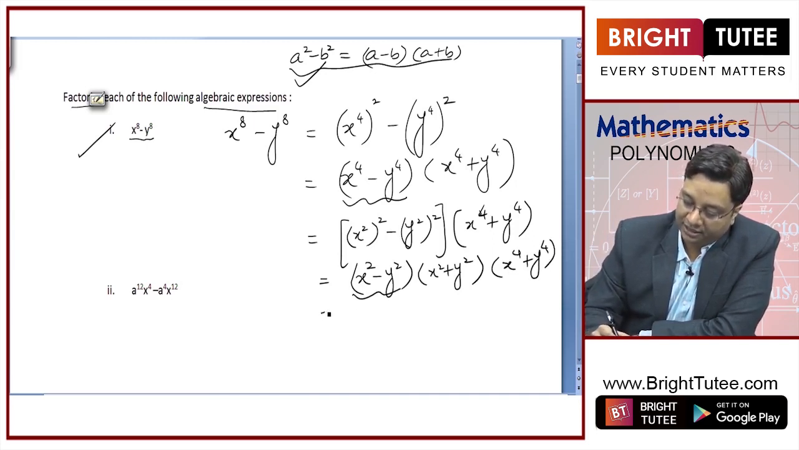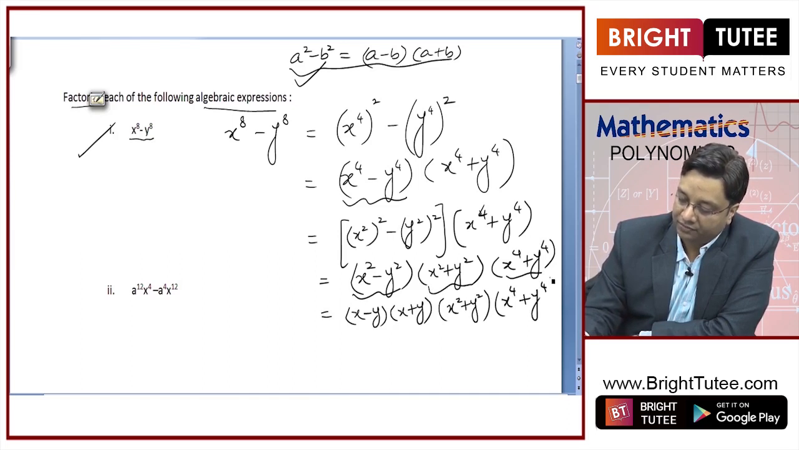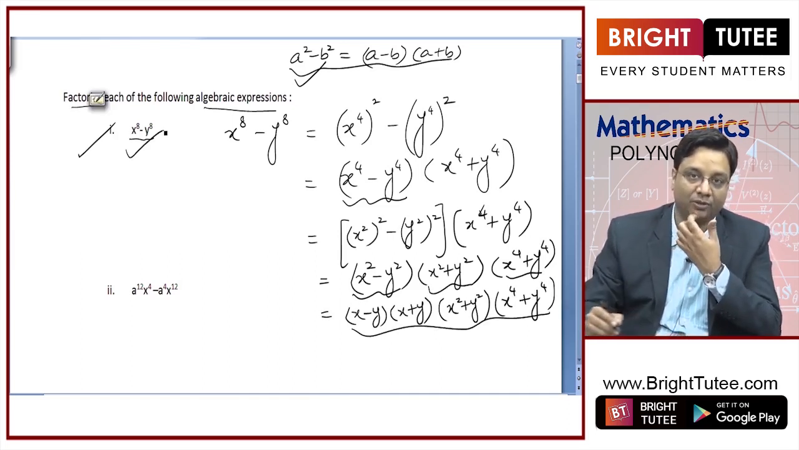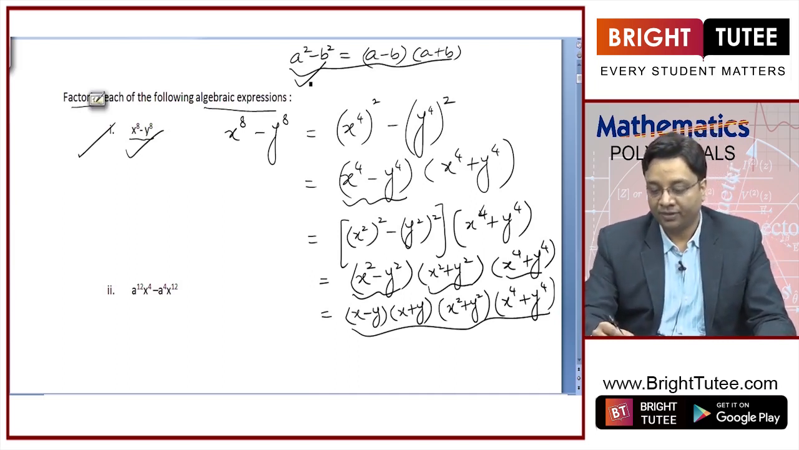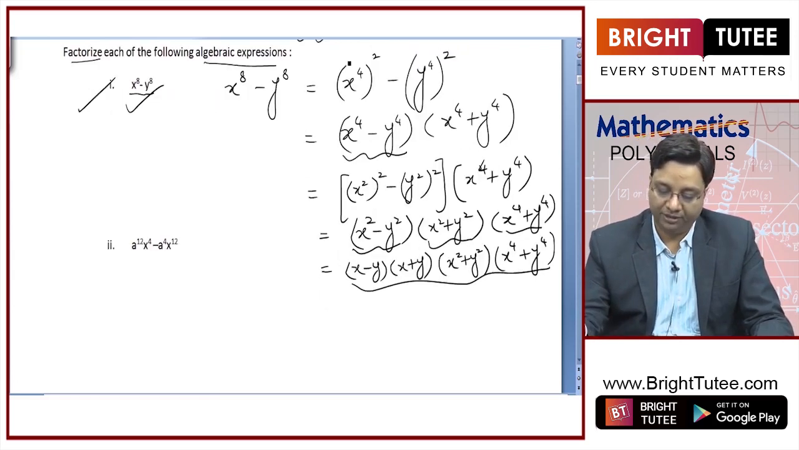Now you see this can again be factorized, x minus y into x plus y, and this will remain as it is, x square plus y square, and then this x raised to power 4 plus y raised to power 4. So this is the factorized expression for x raised to power 8 minus y raised to power 8. The formula I used in this is a square minus b square is equal to a minus b into a plus b.